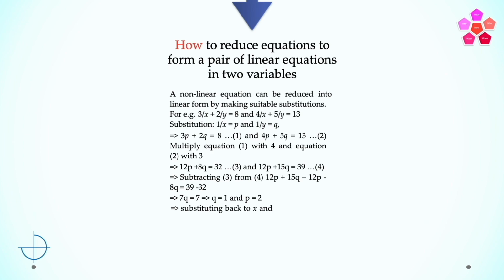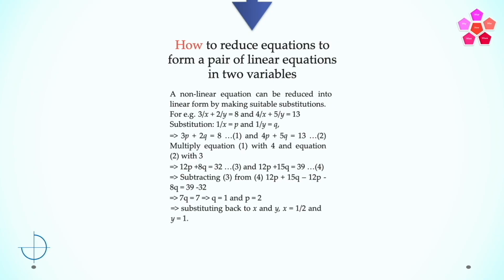Substituting back is a very important part. Remember we had taken 1 by x is equal to p. Finally, we have to bring it to the values of x and y and not q and p. So, substituting it back to x and y, we get x is equal to 1 by 2 and y is equal to 1 by 1, which is equal to 1.